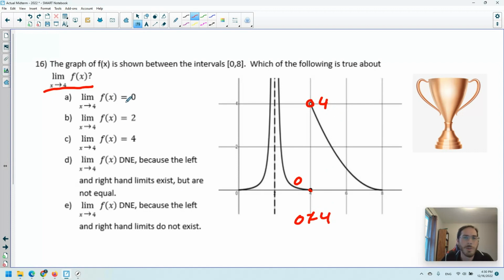So let's see. The limit equals 0. Well, that's not true because only one of them is. The limit as x approaches 4 is 2. Good fake answer, but not true. We don't average the limits. Limit is 4. That's not true. That's the right-handed limit, not the overall limit.